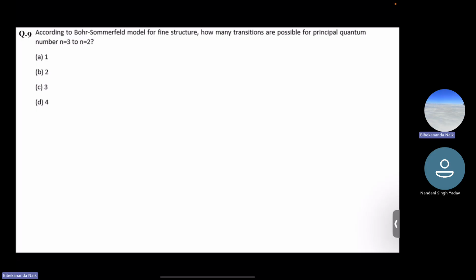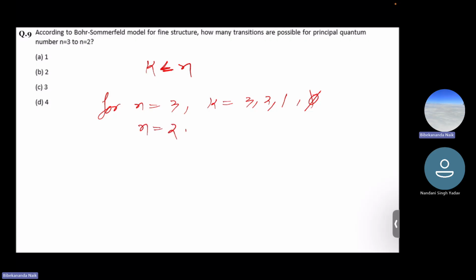So, according to Sommerfeld's theory, what will be the value of k? k will be less than or equal to n. So n equal to 3 to n equal to 2. For n equal to 3, k will be 3, 2, 1. 0 is not possible, so 3, 2, 1 are the acceptable values. Then for n equal to 2, k will be 2, 1.